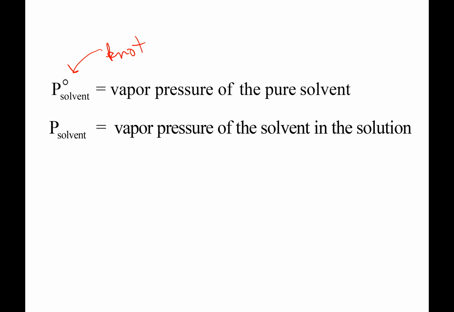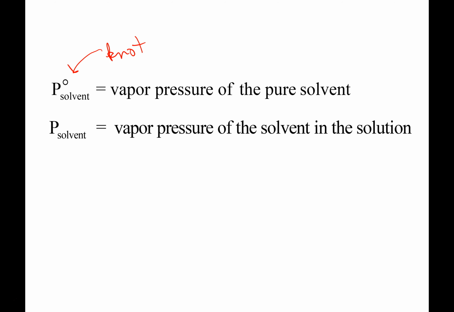All right. Some convention: anytime you see this knot, remember I call that knot, K-N-O-T, like we've done knots before. So P knot means it's in its pure state. That's convention. We're building up to some of the equations I gave you, and these will make more sense momentarily with Raoult's law. P knot means pure, right? Well, then a P without the knot must mean the stuff that had some solute added to it. So it's the equilibrium vapor pressure of the solvent that's in a solution form.